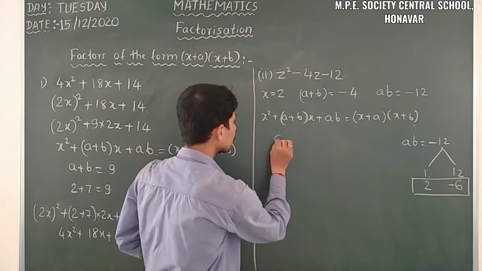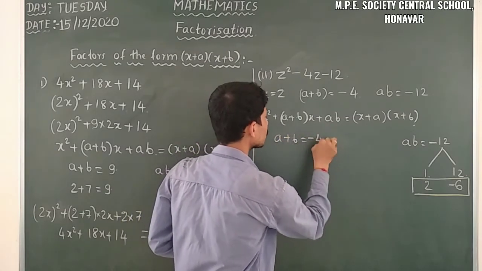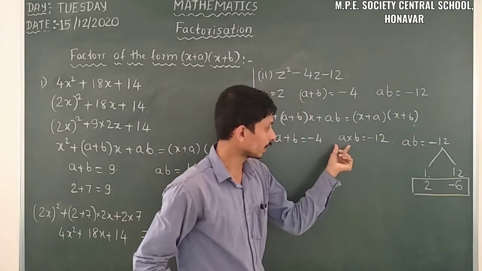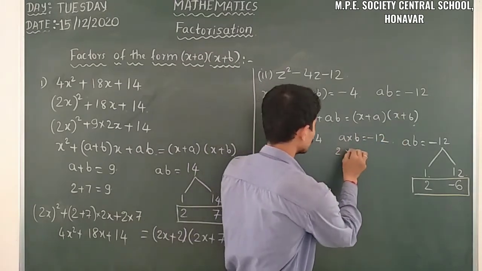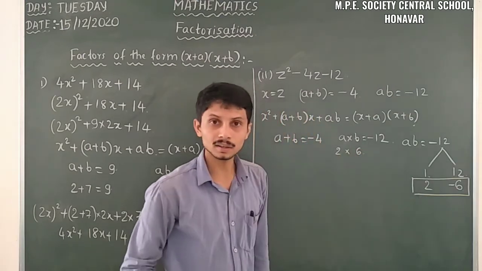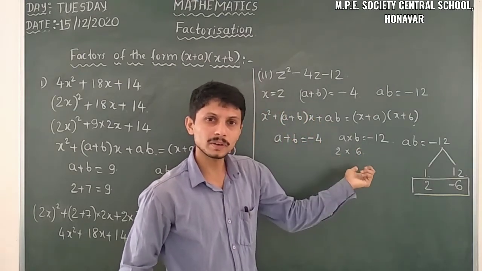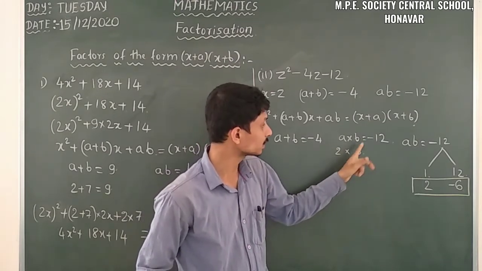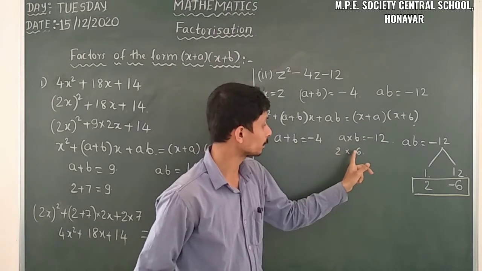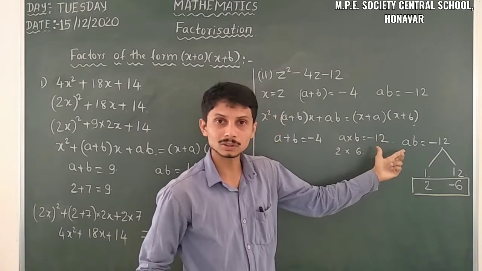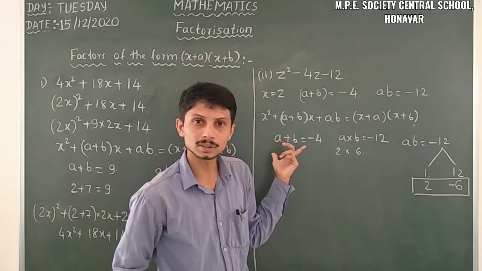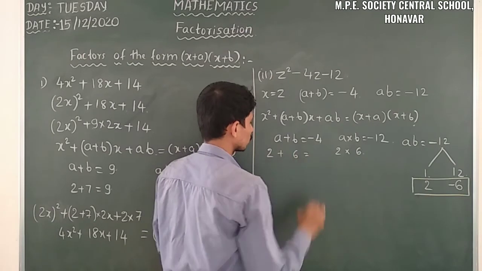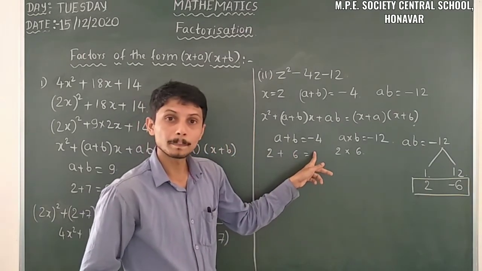Because just observe, a + b is equal to minus 4 and a × b is equal to minus 12. So when you insert 2 and 6 here, at least one of the factors we have to insert with a minus. When you insert minus 2 into 6, we can get minus 12. But when you insert minus 2 into minus 6, we can't get minus 12. So we have to carefully insert 2 plus 6, since here we want to get minus 4.